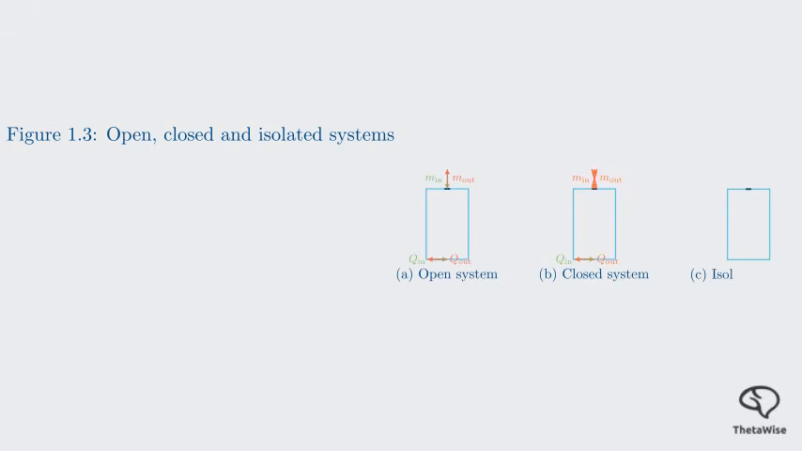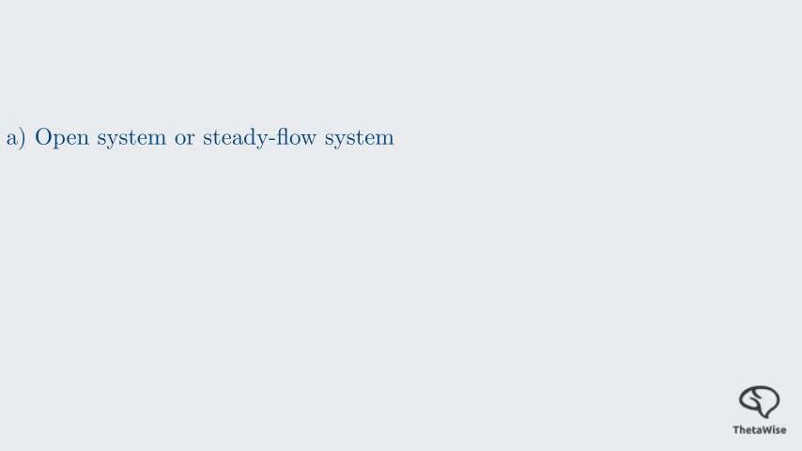Finally, we have an isolated system. This is an ideal system that cannot exchange either matter or energy with its surroundings. A perfect thermos flask is a good approximation of an isolated system. It's designed to prevent both the liquid inside (matter) and its temperature (energy) from changing significantly due to the outside environment. Let's focus on the open system, also known as a steady flow system.